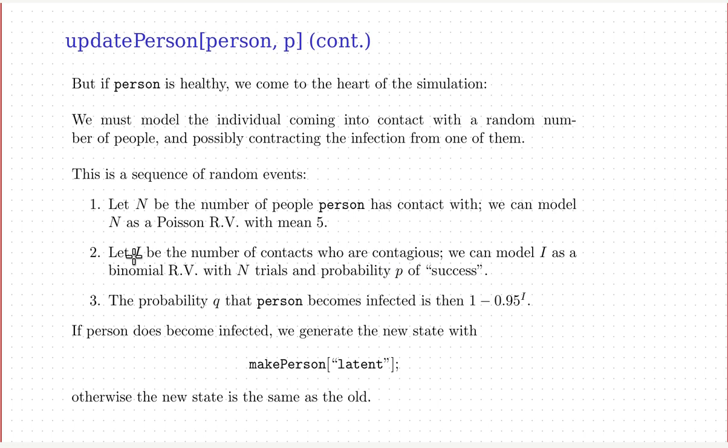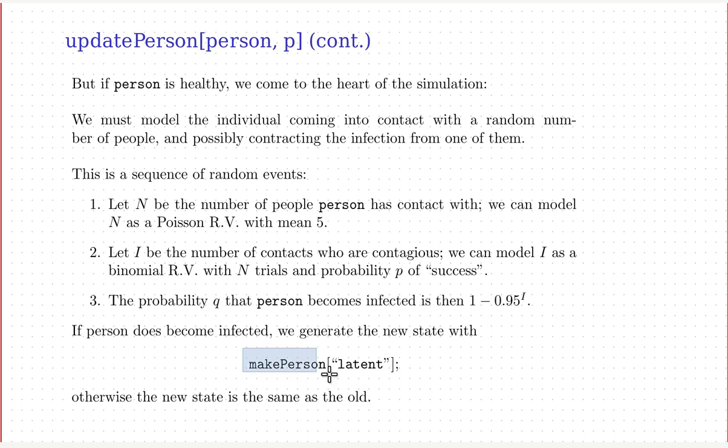Finally, if we know that a person comes into contact with I people who are contagious, what's the probability that the person actually becomes infected? Well, we worked this out earlier. The probability of actually becoming infected is 1 minus 0.95 to the I power, where I is the number of contagious people you come in contact with. So finally, we just have to flip a weighted coin. The probability of becoming infected is this; the probability of not becoming infected is simply 0.95 to the I. So we flip that weighted coin to determine whether or not the person actually becomes infected.